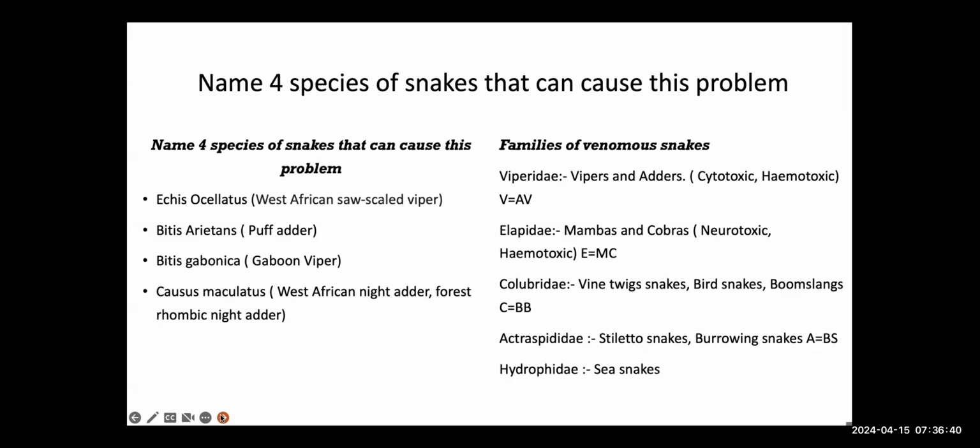Then you have the Colubridae, which is your vine snakes, twig snakes, bed snakes, boomslangs, which C equals BB, which if you're a cardiologist, you can say beta blockers. Then your Atractaspididae, which is your stiletto snakes, burrowing snakes, which is A equals BS. Then your Hydrophiidae, which is your sea snakes.